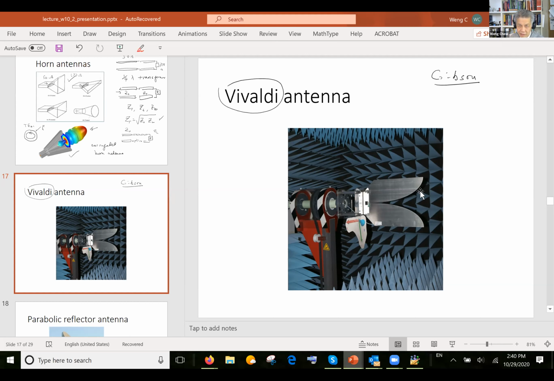And it turns out that this antenna is designed to be broadband. When the frequency is high, it will leave the antenna very early. When the frequency is low, it will travel a longer distance before it leaves the antenna. So this antenna can operate over a broad bandwidth. Okay, this is the Vivardi antenna.